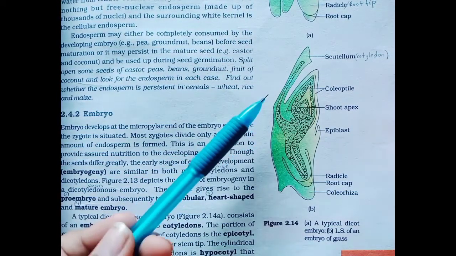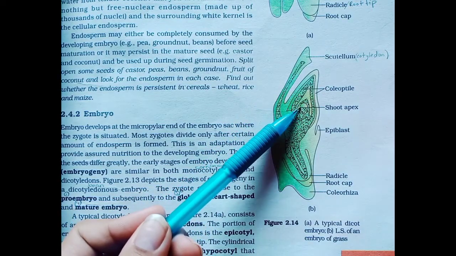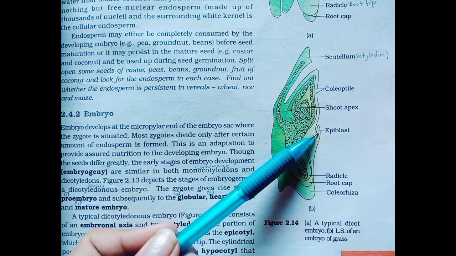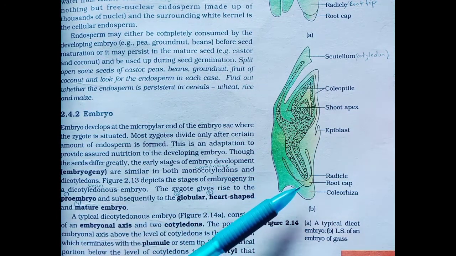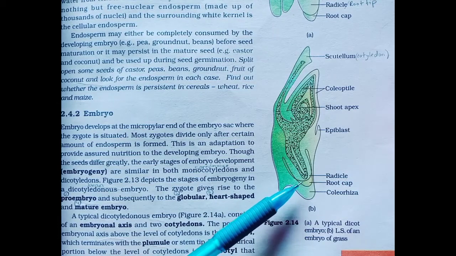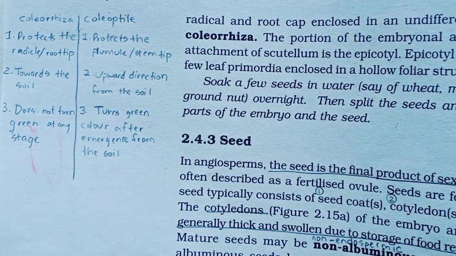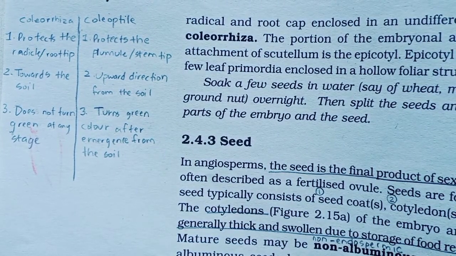And these two, you see here, these two are the coleoptile. This is the shoot apex, and this is the epiblast, and this is the radicle, which will form the roots, and this is the root cap, and this is the coleorhiza. Now let's see the differences between coleorhiza and coleoptile.